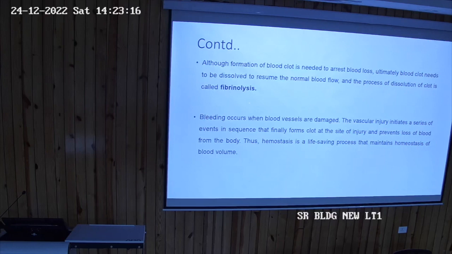Bleeding occurs when blood vessels are damaged, okay. They initiate a series of events in sequence that finally forms a clot at the site of injury, preventing loss of blood. Hemostasis is a life-saving process that maintains homeostasis of blood volume. What do you mean by homeostasis? And how is this statement true?